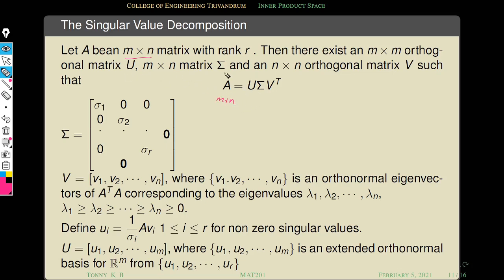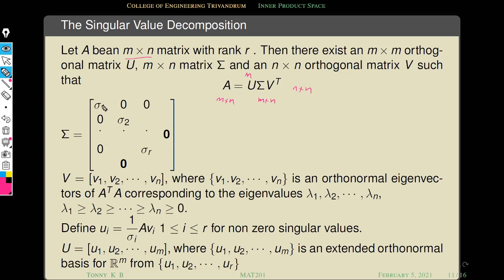And what about U? U is a square matrix, M by M. Sigma is again M by N. The order of sigma and A are the same, it is M by N. And what about V? V is an N by N matrix. Then how to construct this U, sigma, V from A?